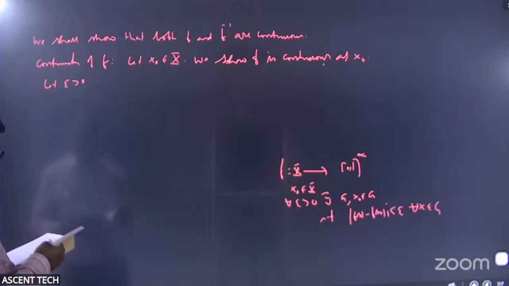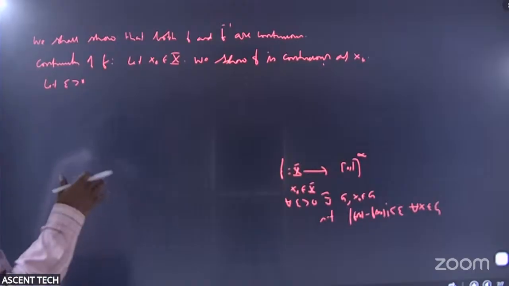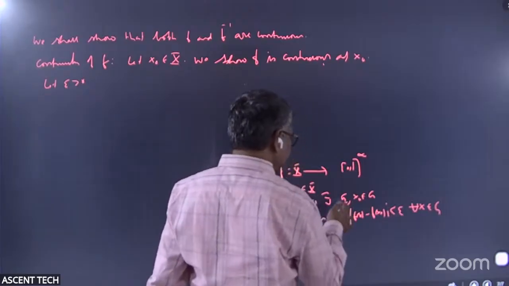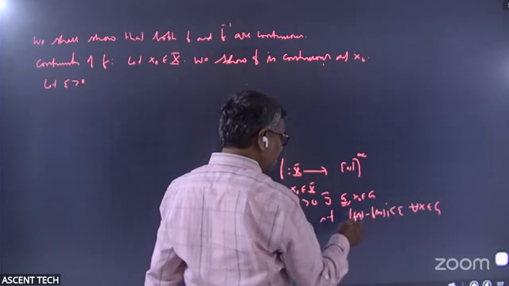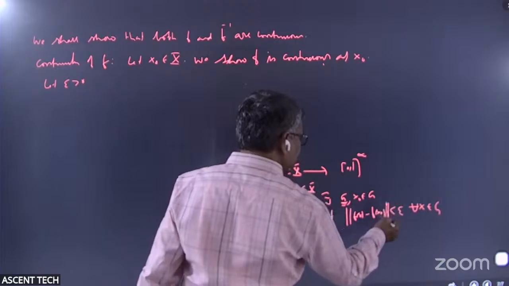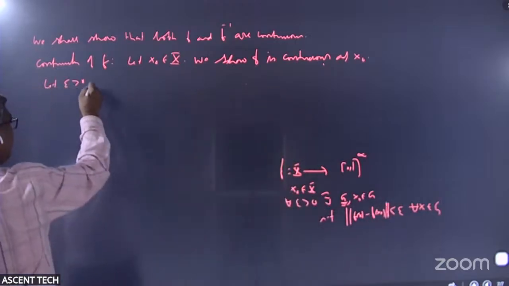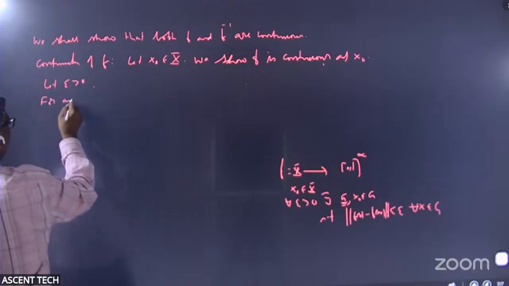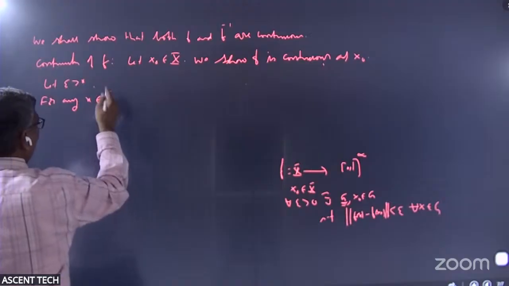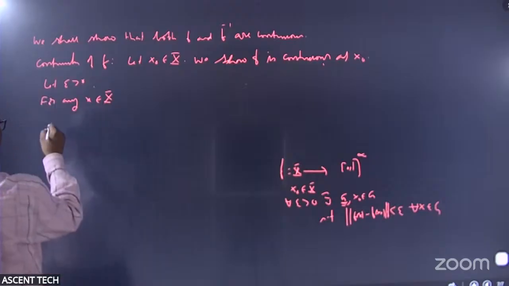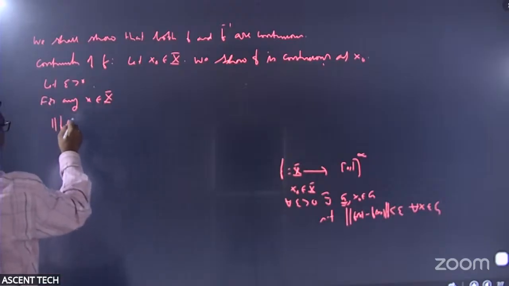I have to get an open set G such that for every x in G, the norm of f x minus f x naught is less than epsilon. So for any x, I will tell you the G later on. For any x in X, I don't want to take the whole of X. I want to take an appropriate G. I'll tell you how to take that. For any x in X, norm f x minus f x naught.